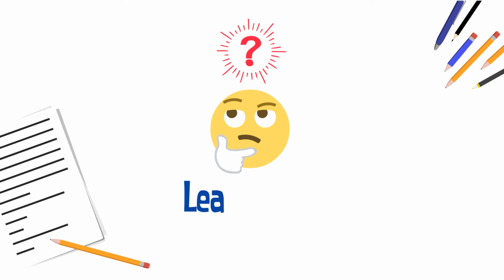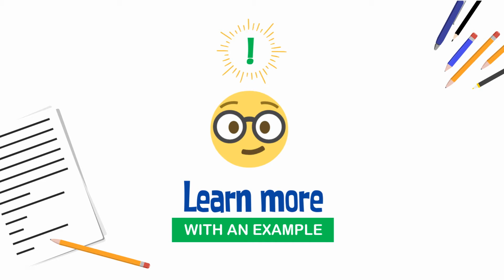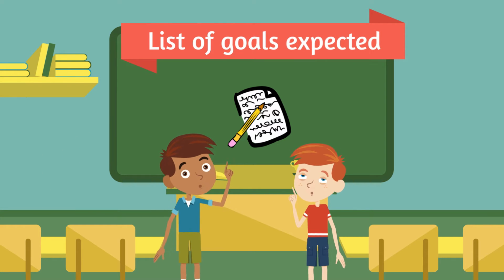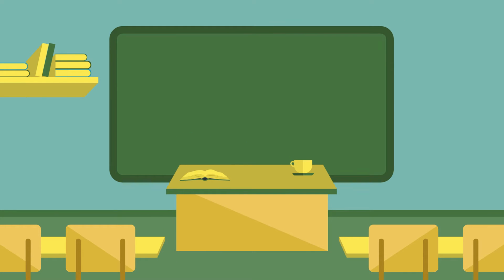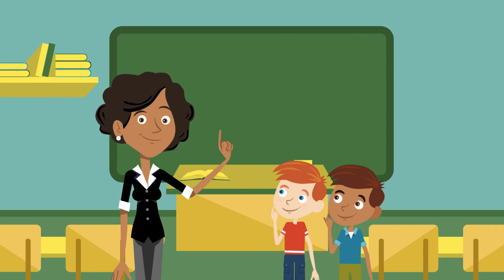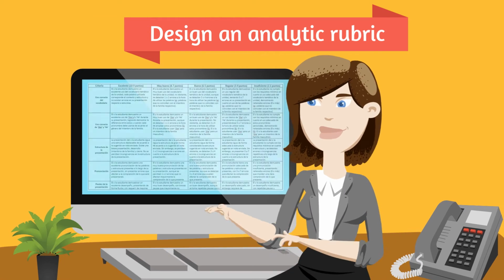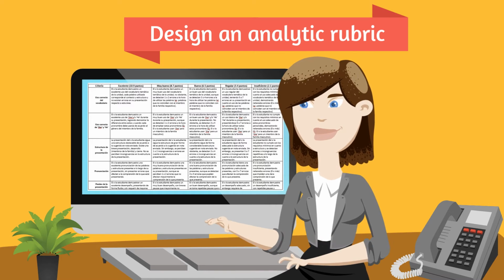Let's see an example of how and what feedback you can provide while and after a role-play activity with 11th graders. Before students start preparing their role-play, make them write a list of goals they expect to achieve with this task. While the students prepare and practice their role-play, give them oral feedback in aspects such as grammar or pronunciation. Design an analytic rubric for assessment. It provides accurate feedback for the different criteria you may include in the tasks.